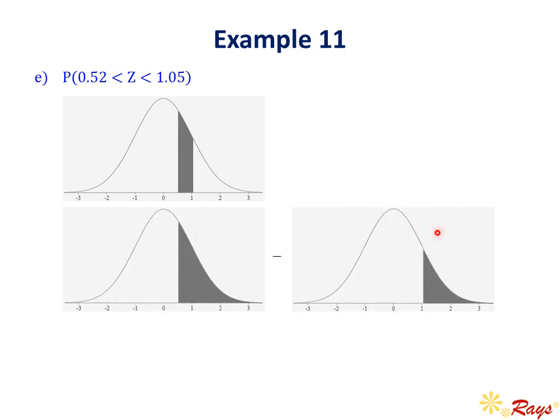Since both areas are at the right hand tail, we can find this right away from the standard normal table. So now we find the probability of Z greater than 0.52 and the probability of Z greater than 1.05. From the standard normal table, these are the values, and therefore the final answer is 0.1546.